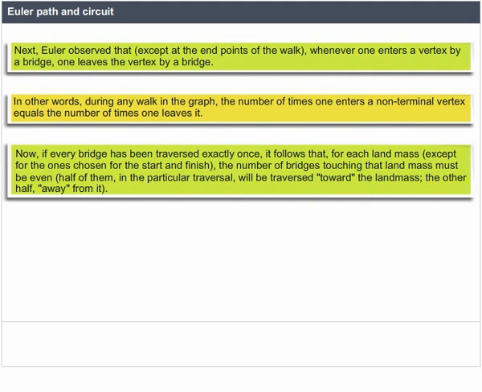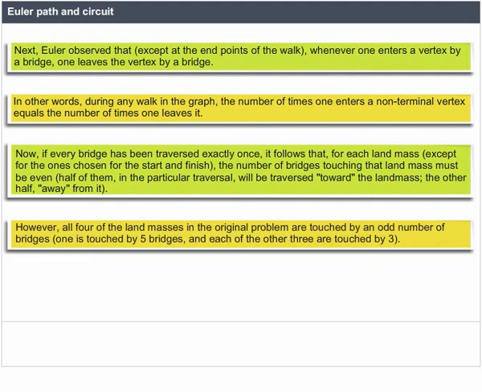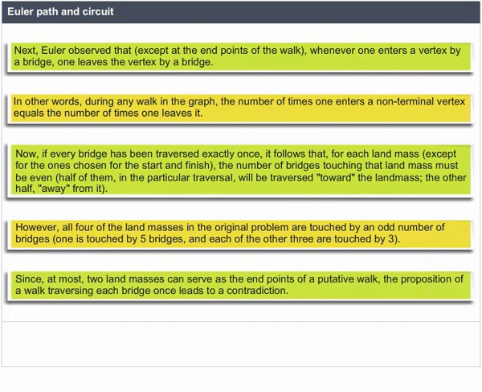However, all 4 of the land masses in the original problem are touched by an odd number of bridges. One is touched by 5 bridges and each of the other 3 is touched by 3. Since at most 2 land masses can serve as the endpoints of a putative walk, the proposition of a walk traversing each bridge once leads to a contradiction.